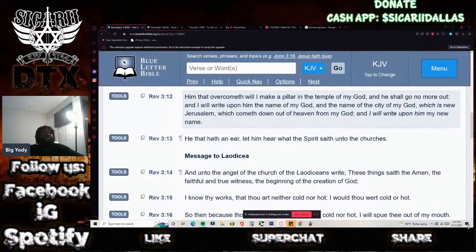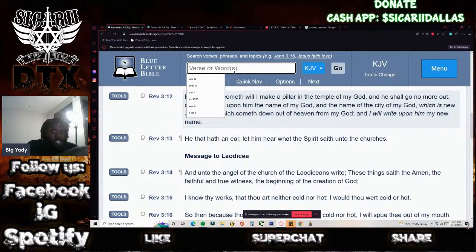So it says, him that overcometh will I make a pillar in the temple of my God, and he shall go no more out, and I will write upon him the name of my God, and the name of the city of my God, which is New Jerusalem. That's us being brought and put on a pedestal. Because New Jerusalem is that city that's saved, which we're going to get, right? I'm going to have to get that precept now, which is New Jerusalem, which cometh down out of heaven from my God, and I will write upon him my new name. So that's that pedestal that they're going to be set on.